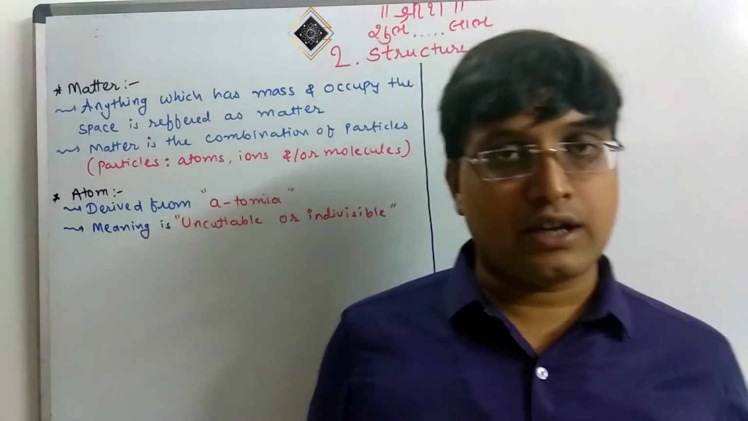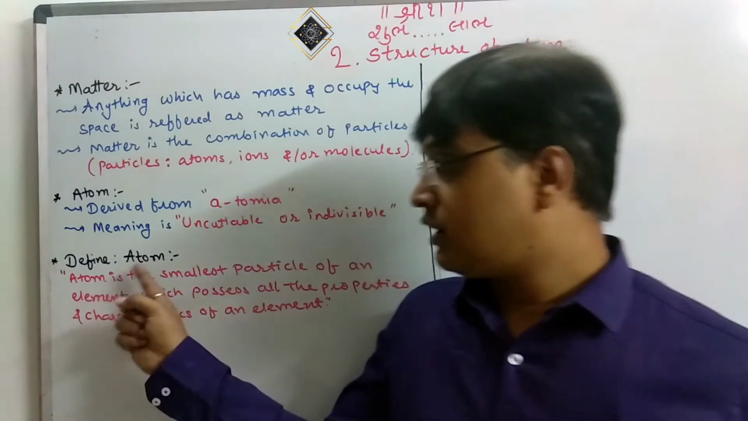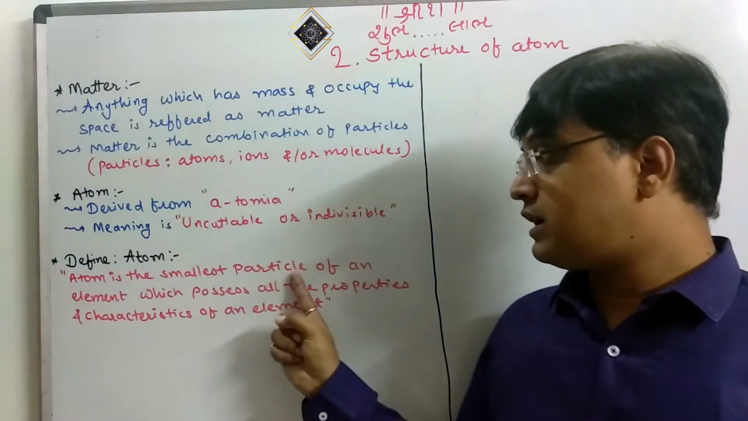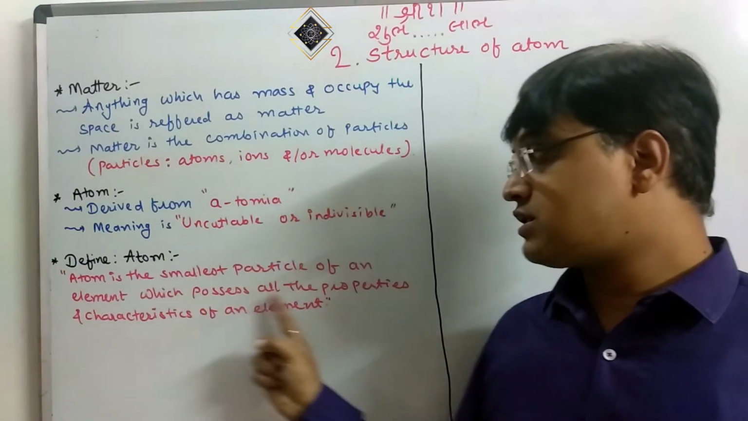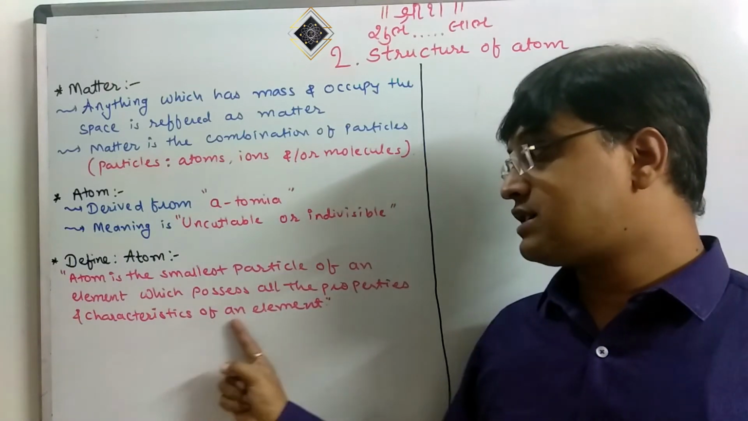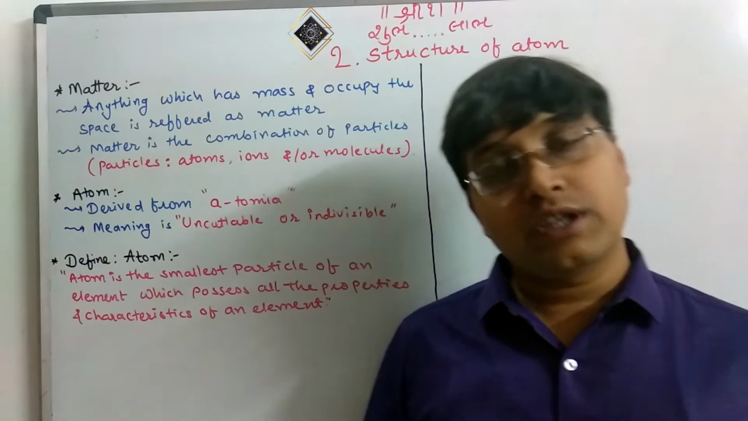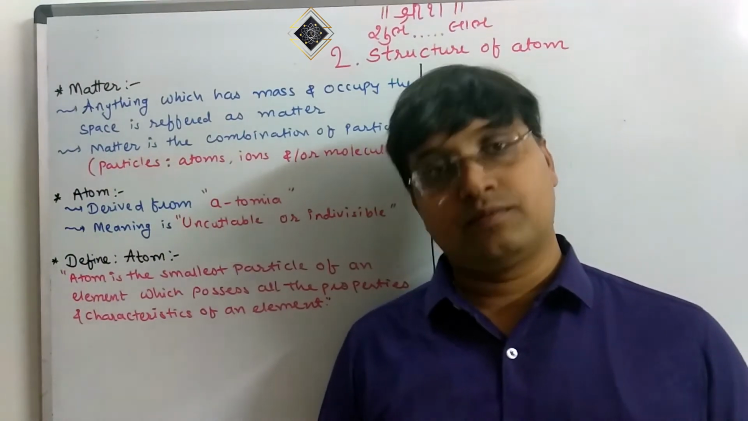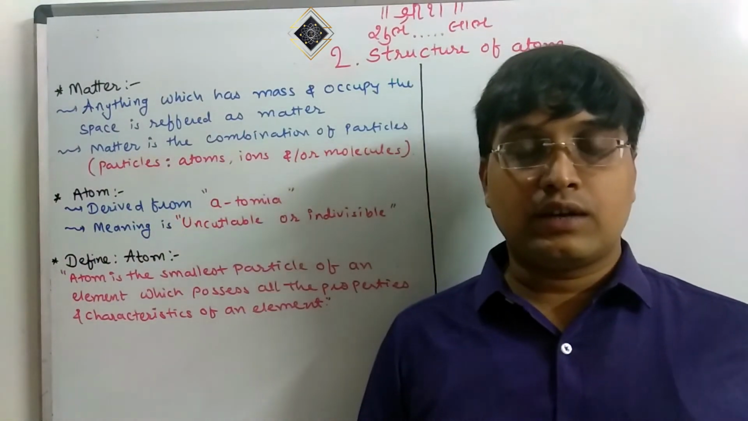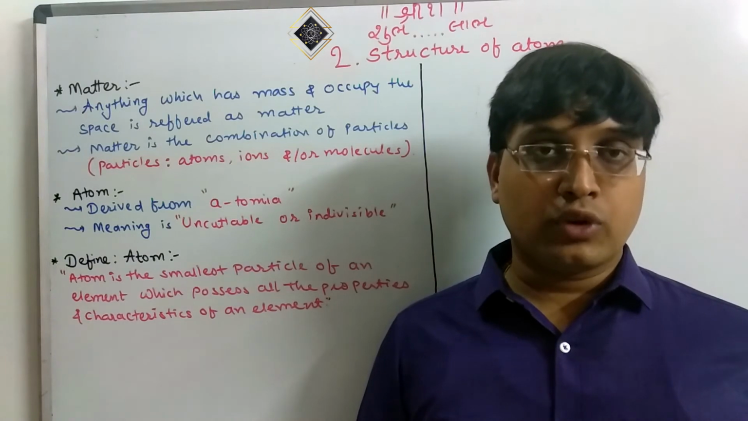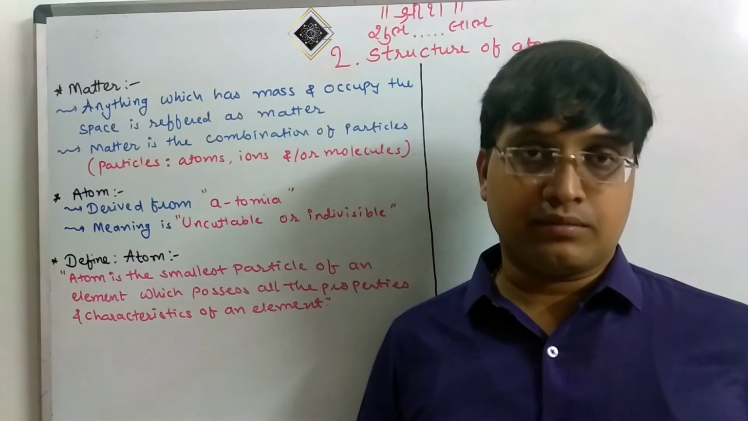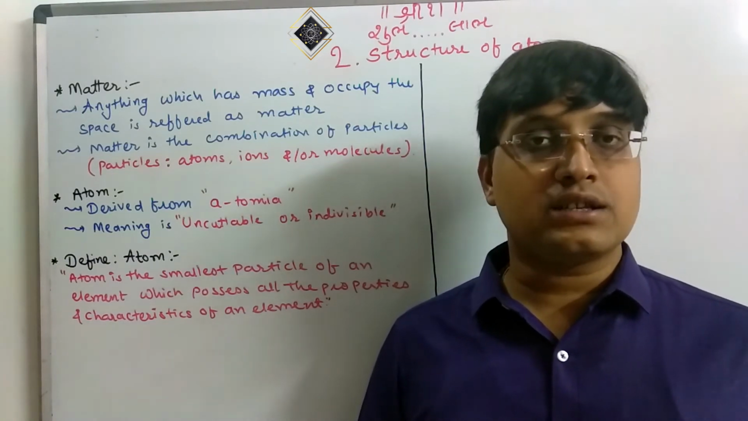Okay, let's write it down. Once again, atom is the smallest particle of an element which possesses all the properties and characteristics of an element. A number of scientists tried to explain the structure of atom. The first scientist was John Dalton, who gave the theory of the atom. It's also known as Dalton's atomic theory.